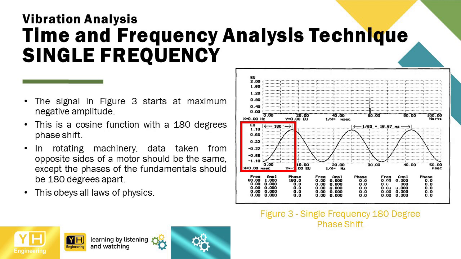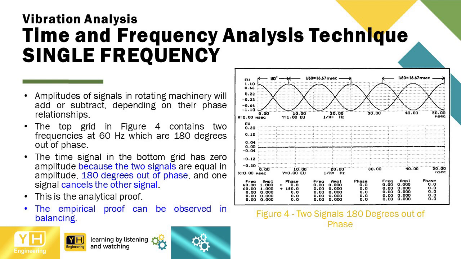The signal in figure 3 starts at maximum negative amplitude. This is a cosine function with a 180 degrees phase shift. In rotating machinery, data taken from opposite sides of a motor should be the same, except the phases of the fundamental should be 180 degrees apart. This obeys all laws of physics. Amplitudes of signals in rotating machinery will add or subtract, depending on their phase relationships.